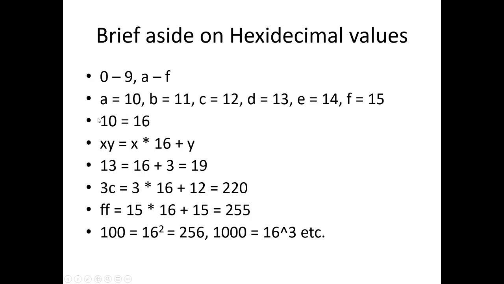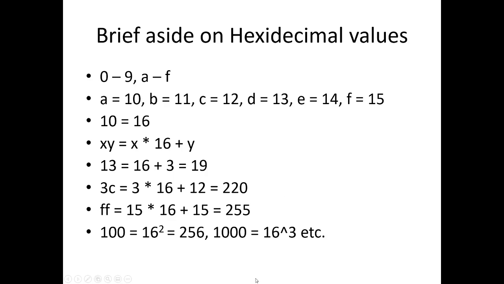So this value, this 10 in hexadecimal, is actually the value 16, right? Now it's important to remember that there are 16 possible values, but with 0 as one of them, 15 is the maximum we represent.